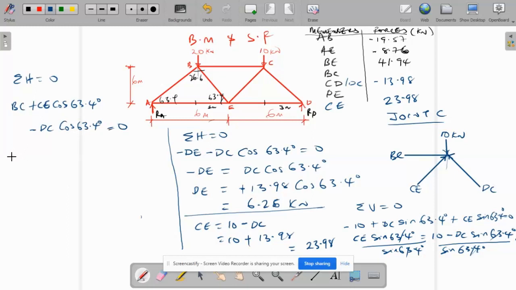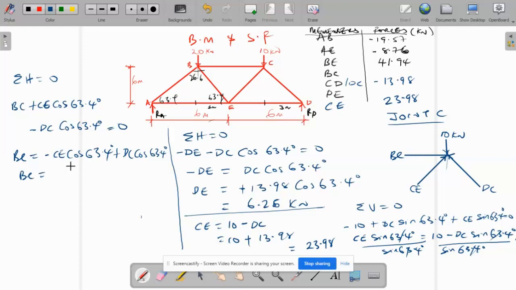So what we need to do, we are looking for BC. We already know what DC is, and we already know what CE is. So we have BC will be equal to, when we move this to the other side, minus CE cos 63.4 degrees, plus DC cos 63.4 degrees.